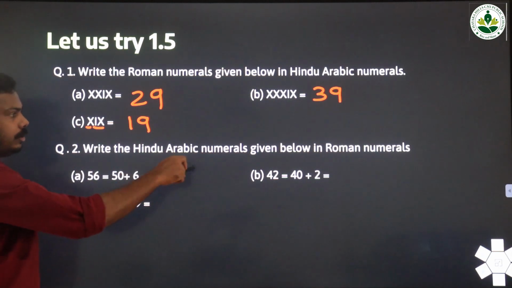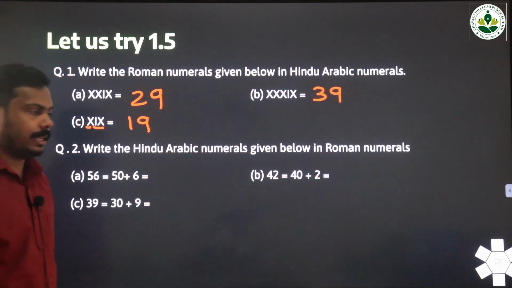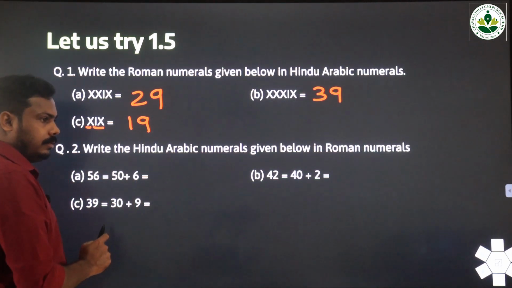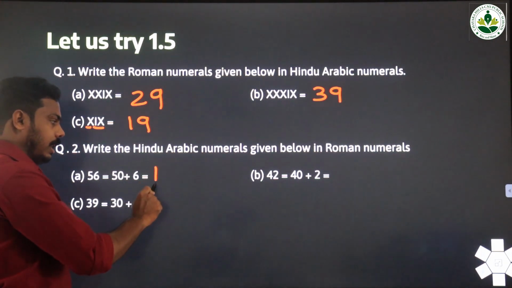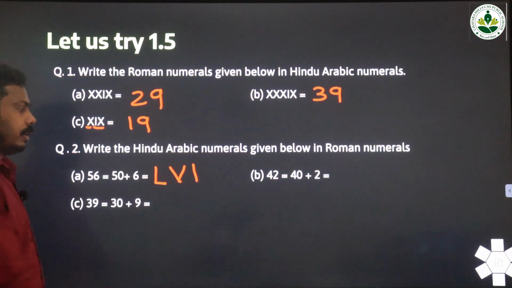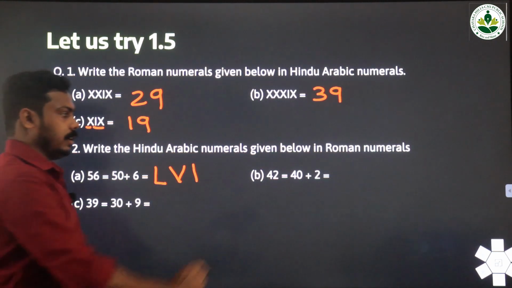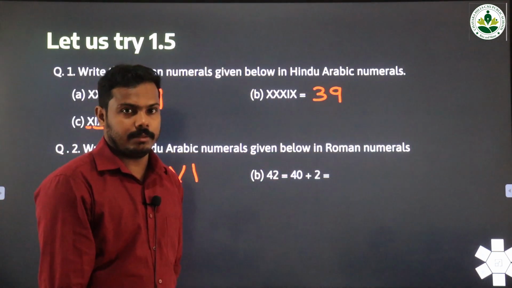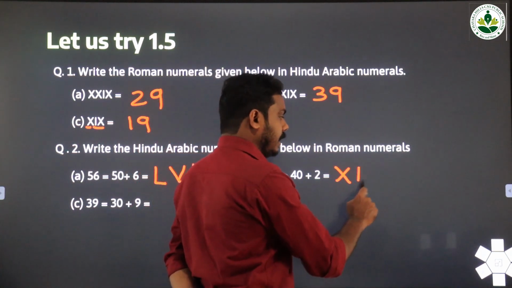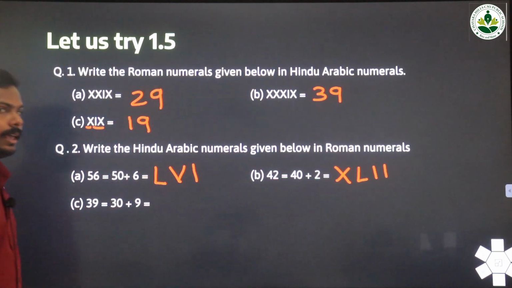And second question, write the Hindu Arabic numerals given below in Roman numerals. We need to write 56 in Roman numerals. We know 56 means 50 plus 6. To write 50, L is 50 and VI is 6. Now it is L plus VI, that is LVI, 56. And for 42, to write 40, it is XL plus 2. So it is XLII.